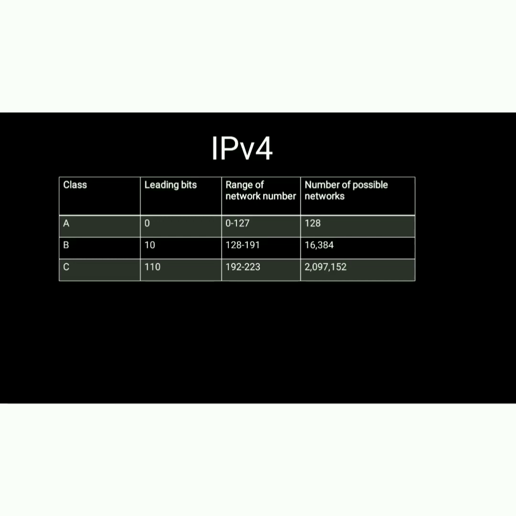In Class C, the first 3 bytes are the network ID and the last 1 byte is for the host ID. First 3 bits are 110. Range of the network number is 192 to 223. Number of possible networks is 2,097,152. Class C is used for the local area network, LAN.